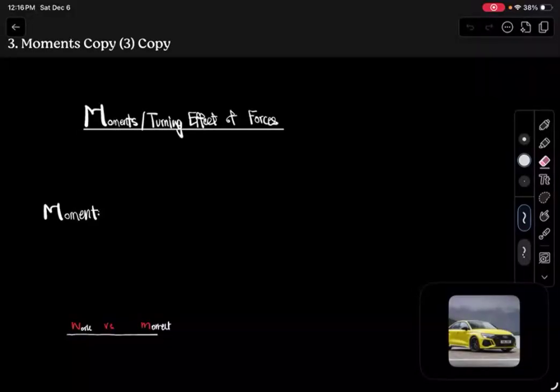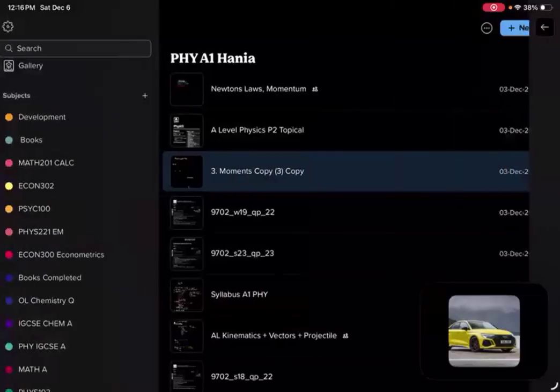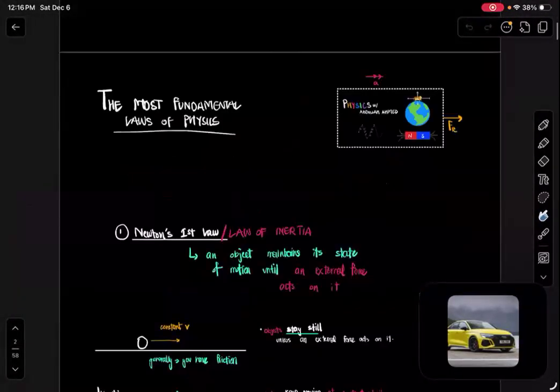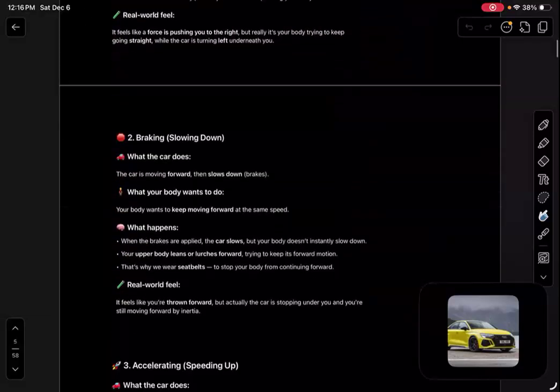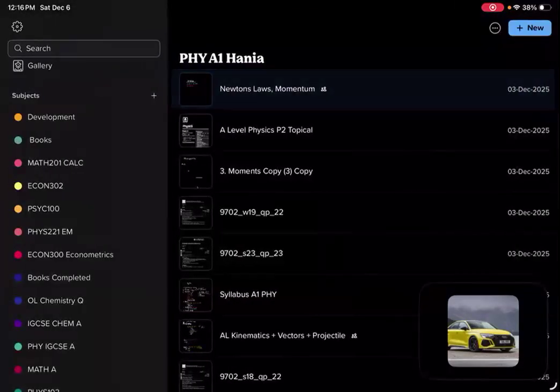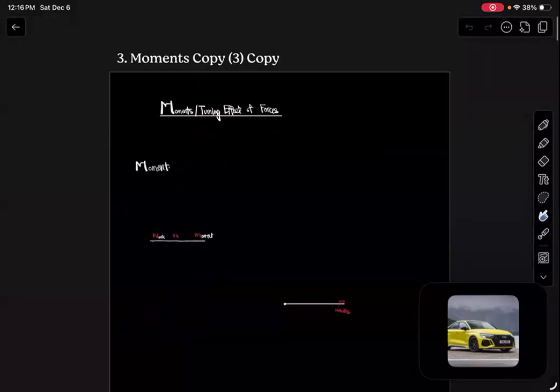Okay, we are done with our chapter 4. We're done with Newton's laws. We've done momentum. We're done with 2D momentum and this entire chapter about Newton's laws and its applications in every single way. Now, what we're going to do is start with moments, right?